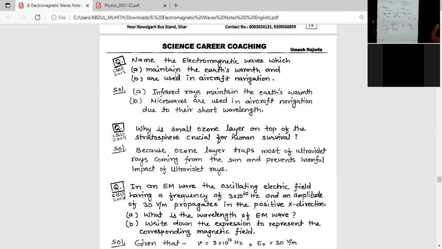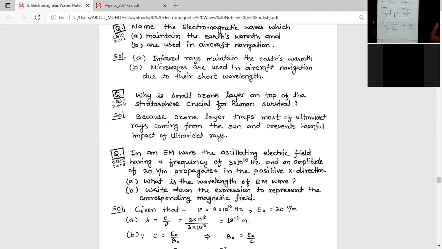Now next starts the numericals. You might have seen these. These are some of the questions related to our topic.